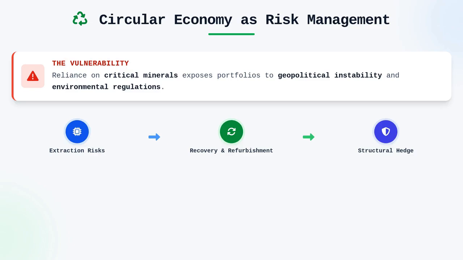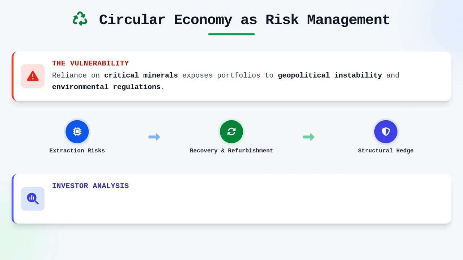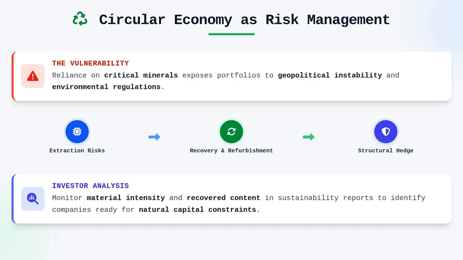This is not just an environmental initiative. It is a structural hedge against physical and policy-related transition risks. When you analyze a company's sustainability report, pay close attention to their transition plans regarding material intensity and recovered content. Companies that have successfully integrated circularity into their core operations are often better positioned to handle future constraints on natural capital.